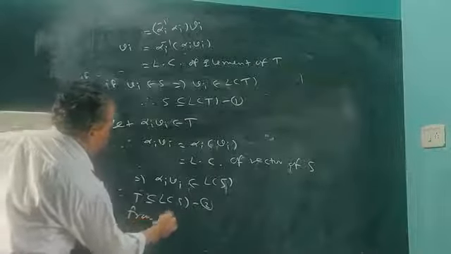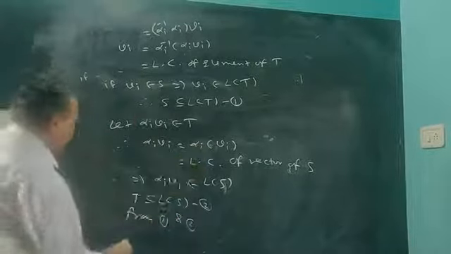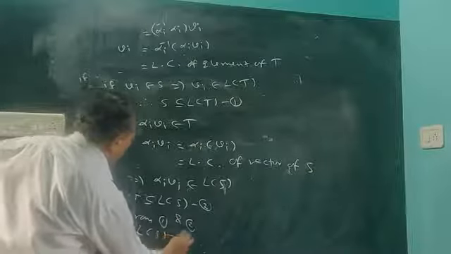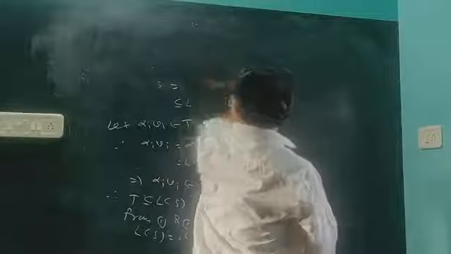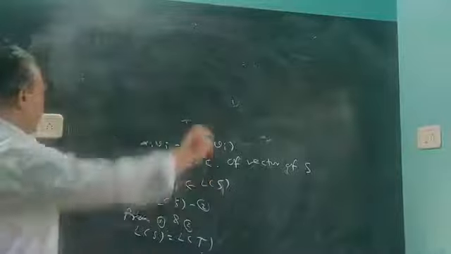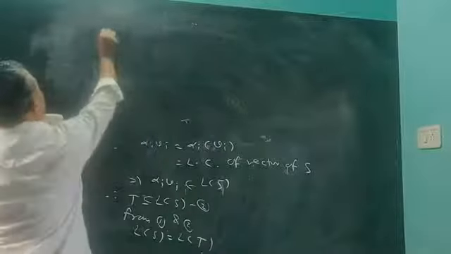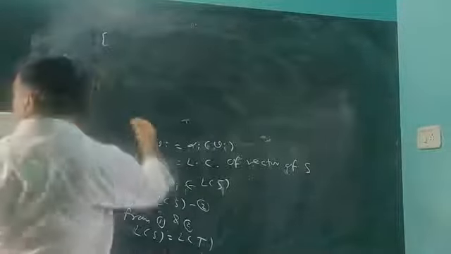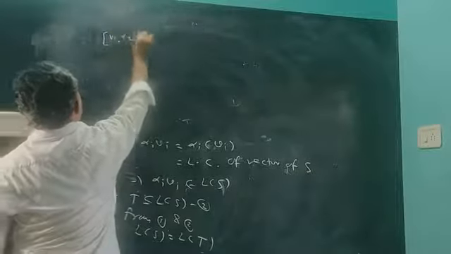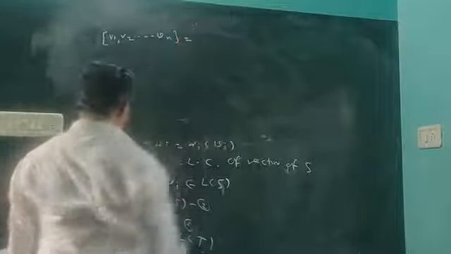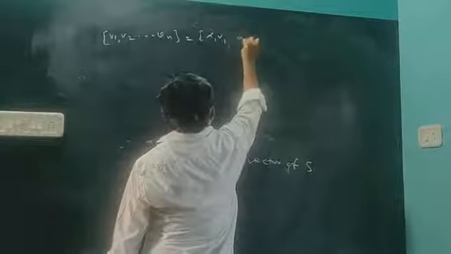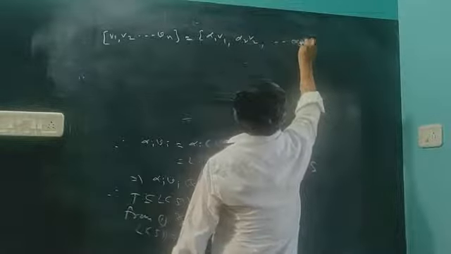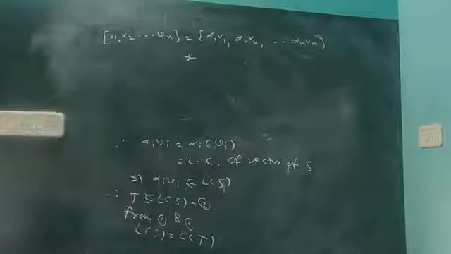Okay, so combining 1 and 2, we can say L of S equals L of T. L of S is the span of S, whose elements are V1, V2 up to Vn, and T contains alpha 1 V1, alpha 2 V2, up to alpha n Vn. So the span of this equals the span of this. Okay.